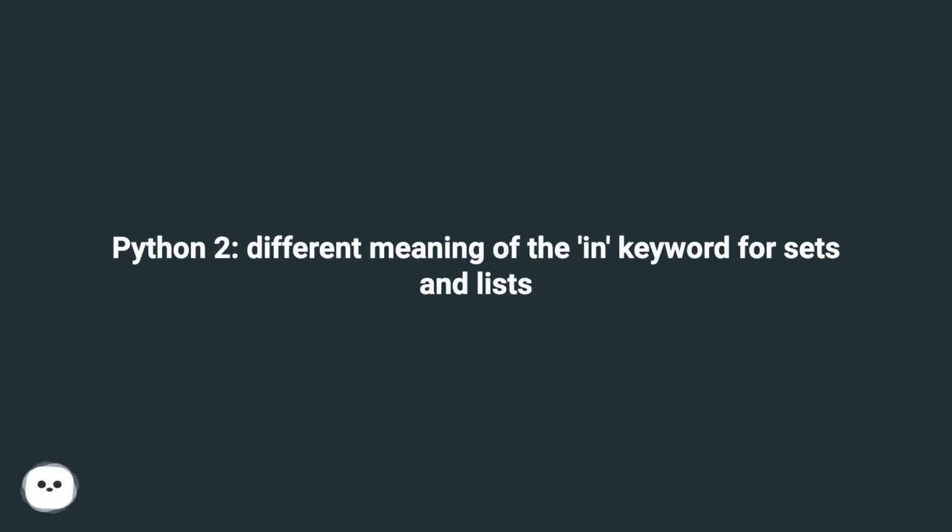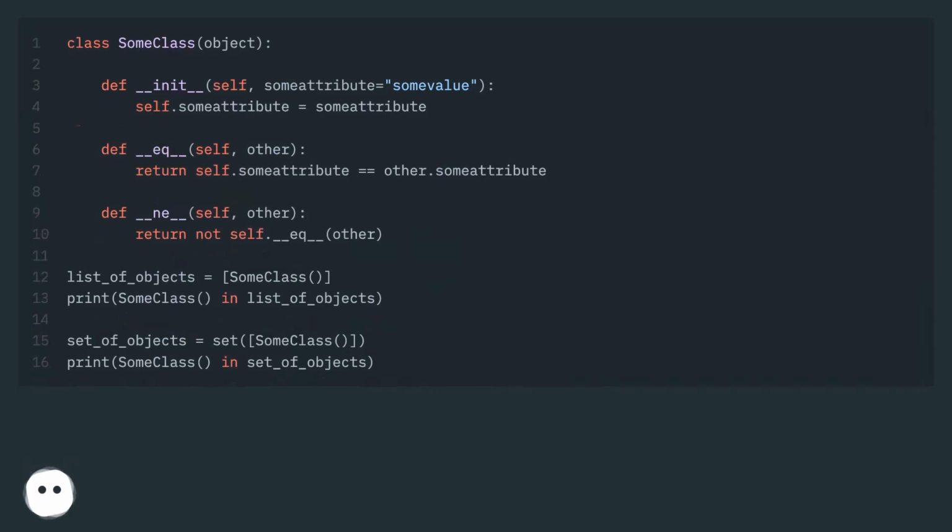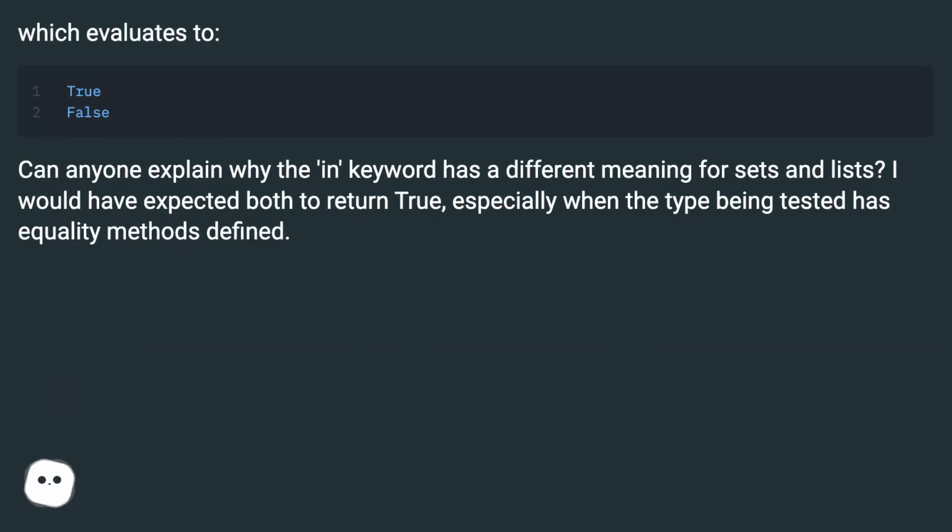Python 2, different meaning of the in keyword for sets and lists. Consider this snippet. Which evaluates 2. Can anyone explain why the in keyword has a different meaning for sets and lists? I would have expected both to return true, especially when the type being tested has equality methods defined.